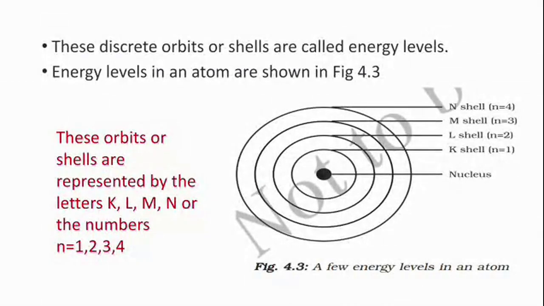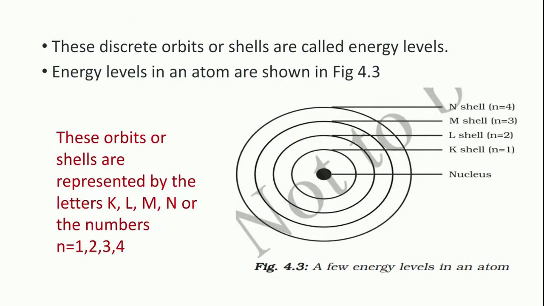And these discrete orbits are also called shells, or energy levels. Energy levels in an atom are shown in this figure. There is the nucleus, and then you have the K shell, L shell, M shell, N shell. The K shell is also called number 1. So you have the nucleus, the first shell, the second shell L which is also called 2, and the M shell and N shell.